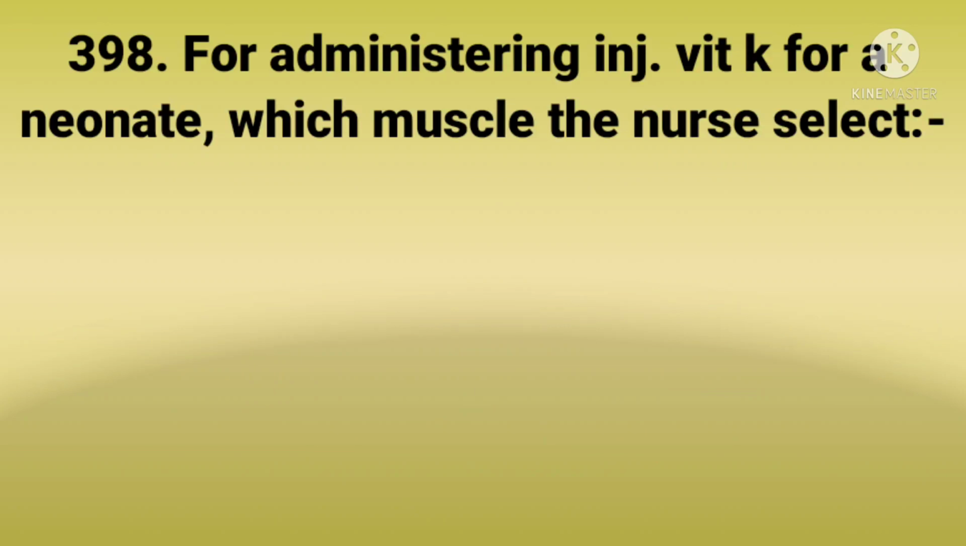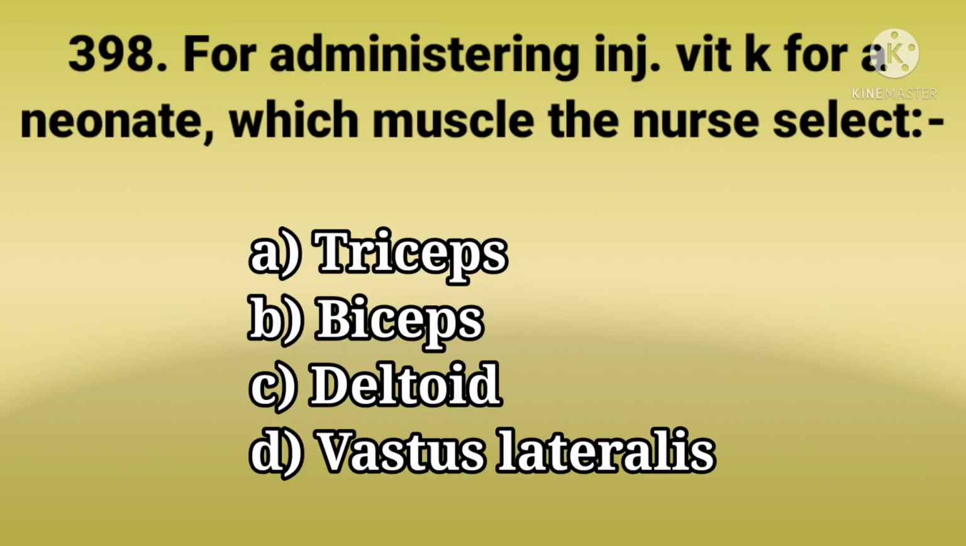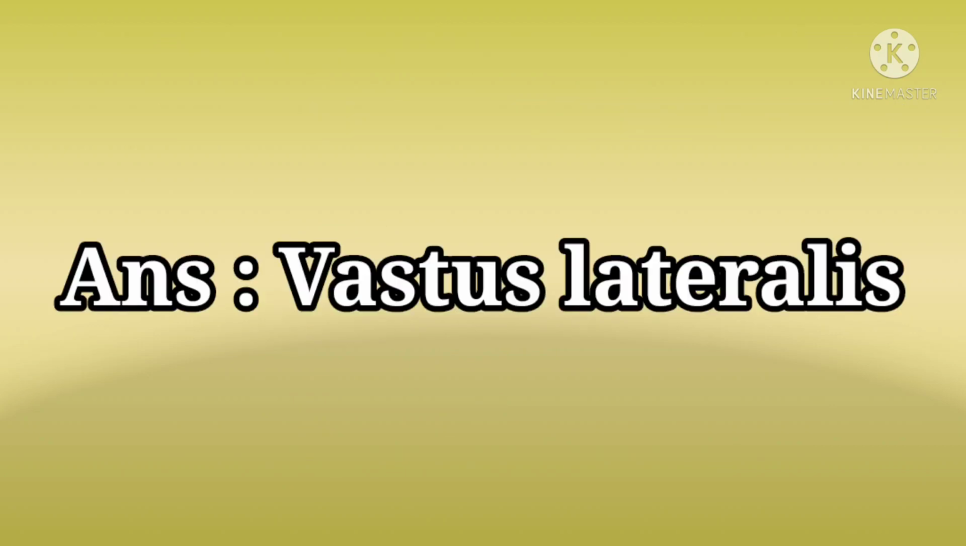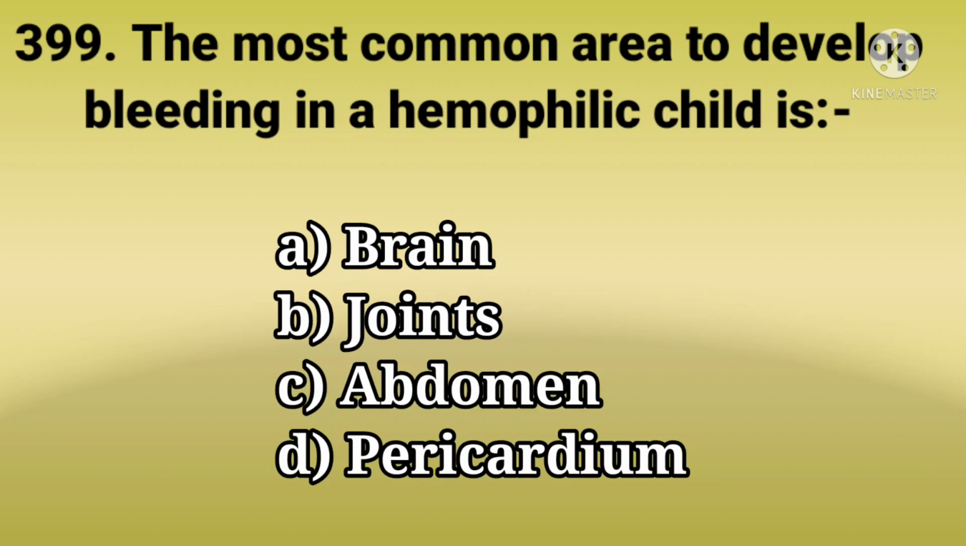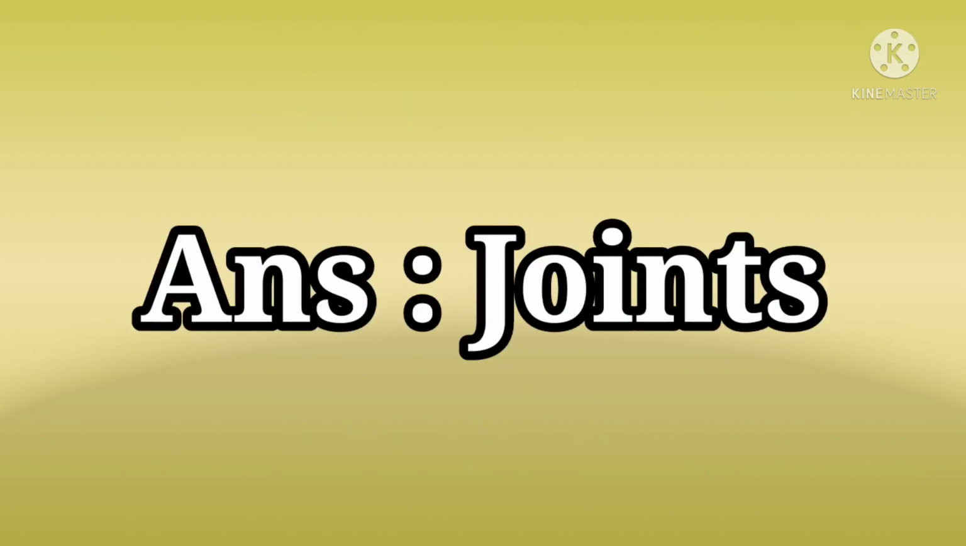The next question, for administering injection vitamin K to a neonate, which muscle does the nurse select? The options are triceps, biceps, deltoid, and vastus lateralis. And the answer is vastus lateralis. The next question, the most common area to develop bleeding in a hemophilic child is? The options are brain, joints, abdomen, and pericardium. And the answer is joints.